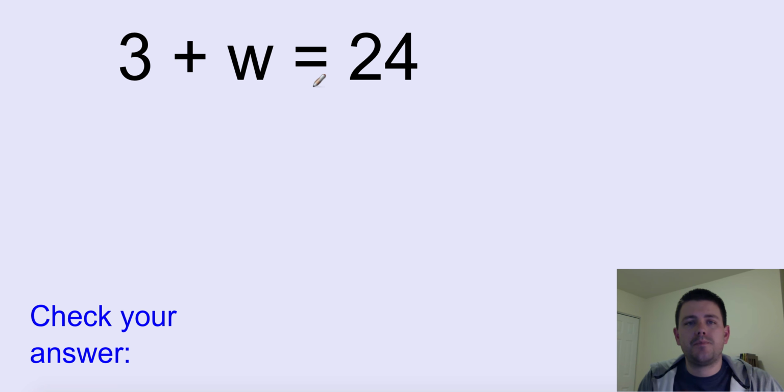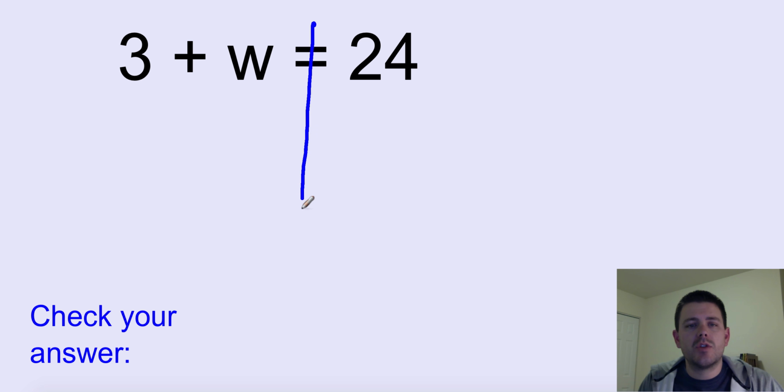So let's do another one. 3 plus w is equal to 24. If you think you've got the right idea on how to solve the equation, how to show your work, how to draw the bar diagram, feel free to pause and try it on your own, then hit play and see if you did it right. If not, if you're still a little iffy, go ahead and follow along with me as we do one more.